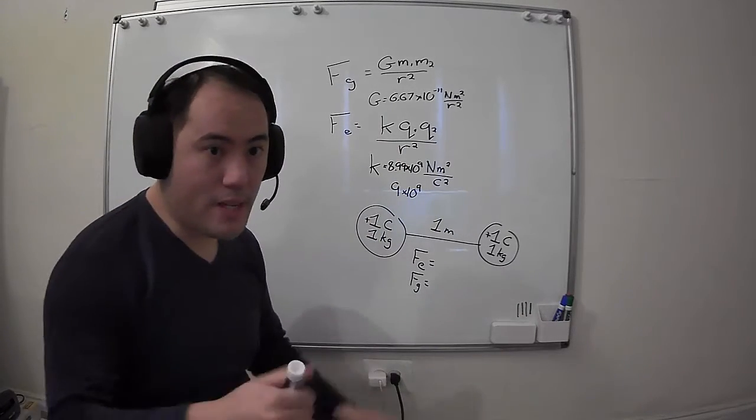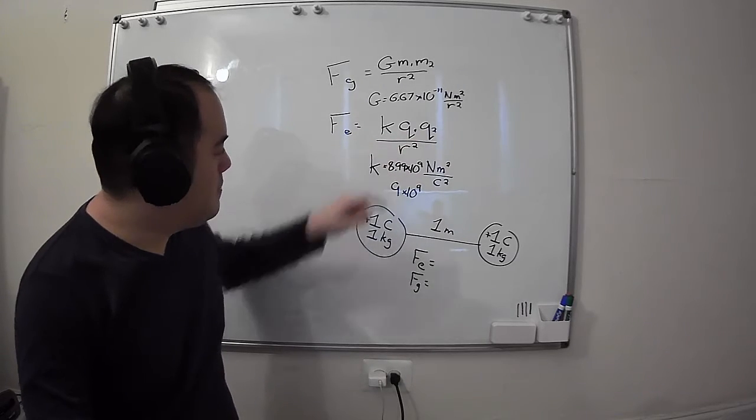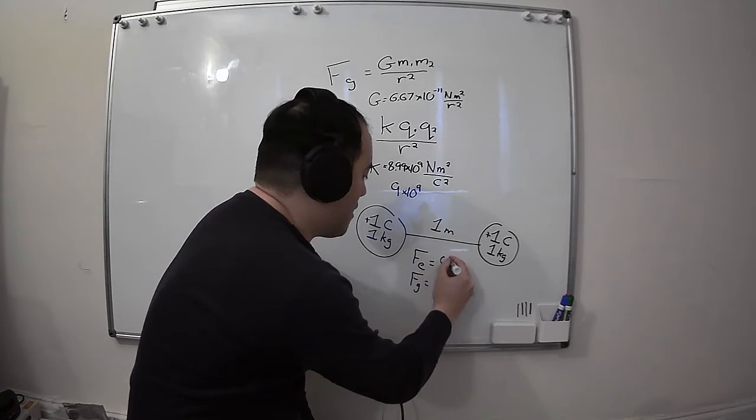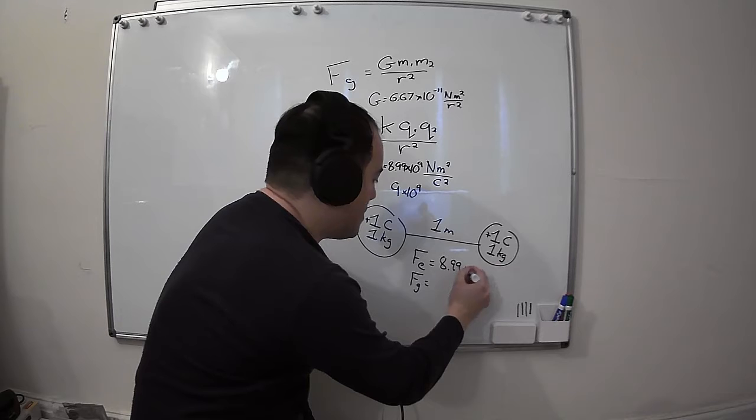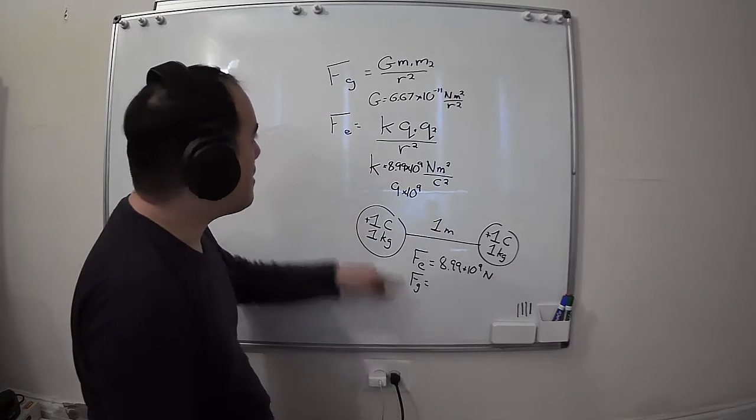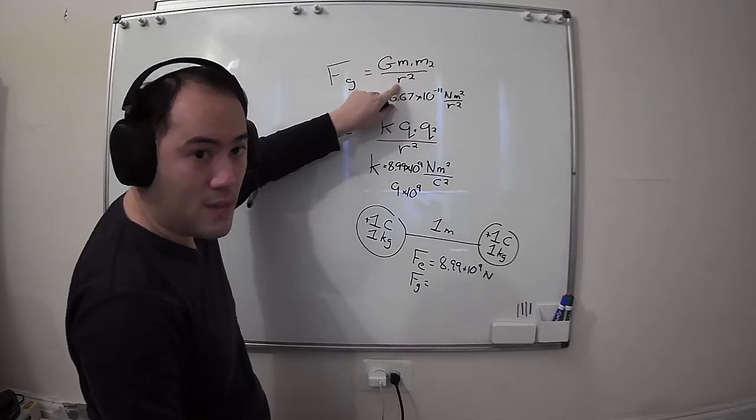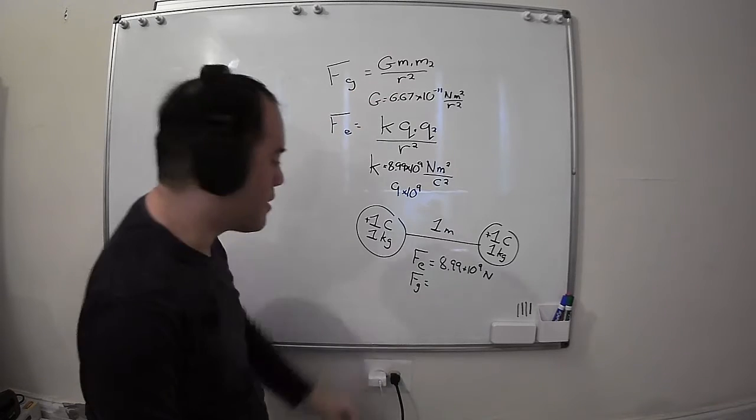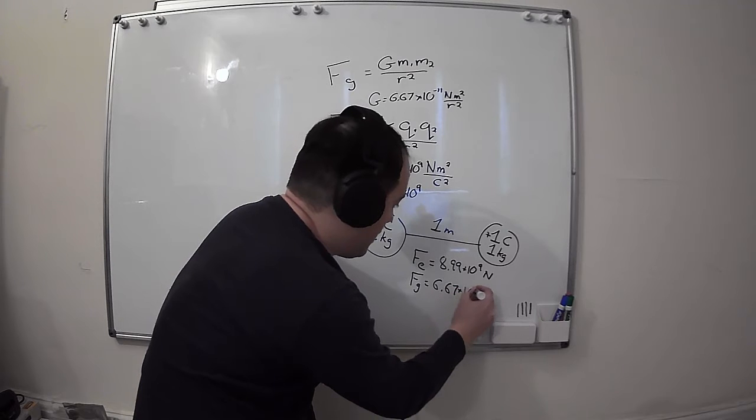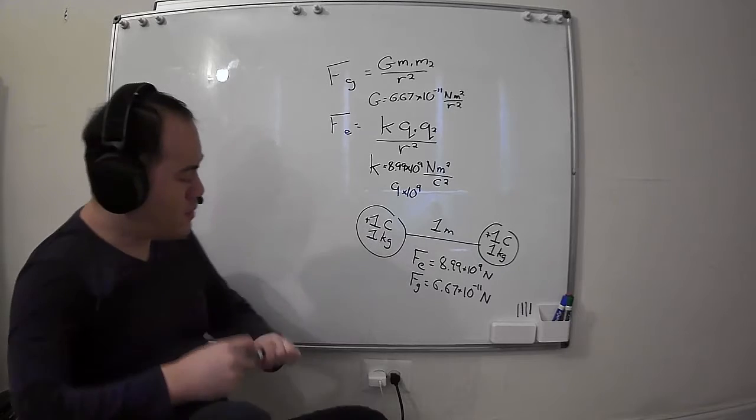Well, the calculation came up pretty nice. K times 1 over 1 times 1. Electric force will be exactly this: 8.99 times 10 to the 9th newtons. Fg will be G times 1 kilogram times 1 kilogram divided by 1 meter divided by 1 meter: 6.67 times 10 to the negative 11th newtons.